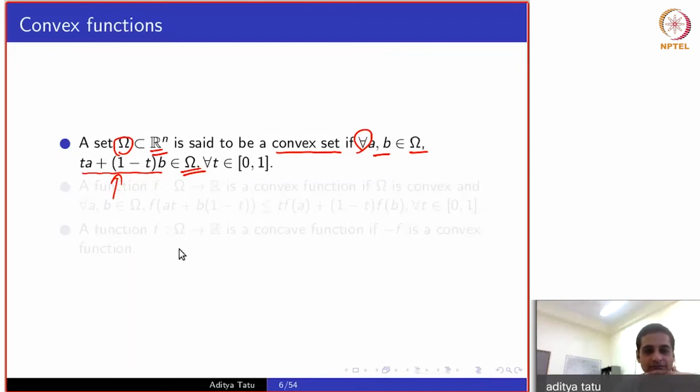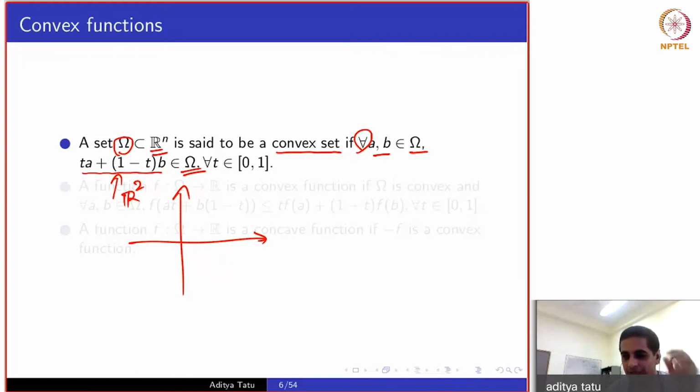Examples? Anyone? Simple examples. Let's take R2, it's easier to draw. Square. So what do you mean by that, Sarah? I'm asking for an example of a convex set. I said convex function, oh, convex set. Anyone? Circle. How many of you agree that this circle is a convex set? Maybe we should ask Omkar and Sarah both. What do you mean by circle?